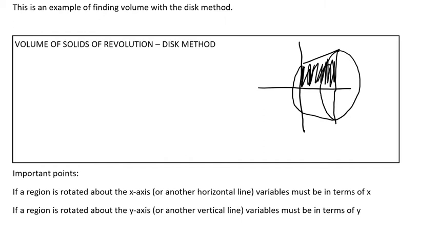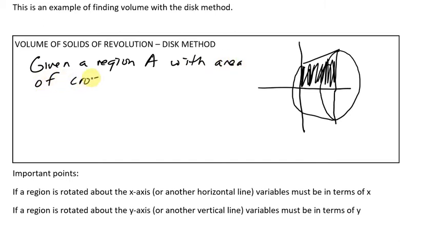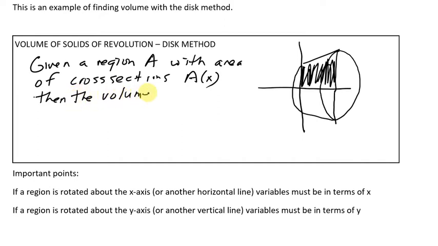And so the volume of a solid with the disk method looks like this. Given a region with area of cross sections A of x, the volume of the solid of revolution would be the integral from a to b, the beginning and ending of the region, of the area A of x dx.